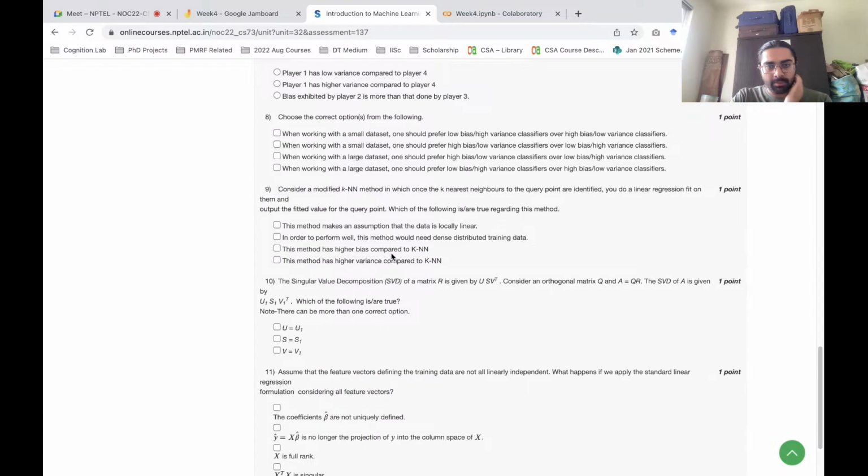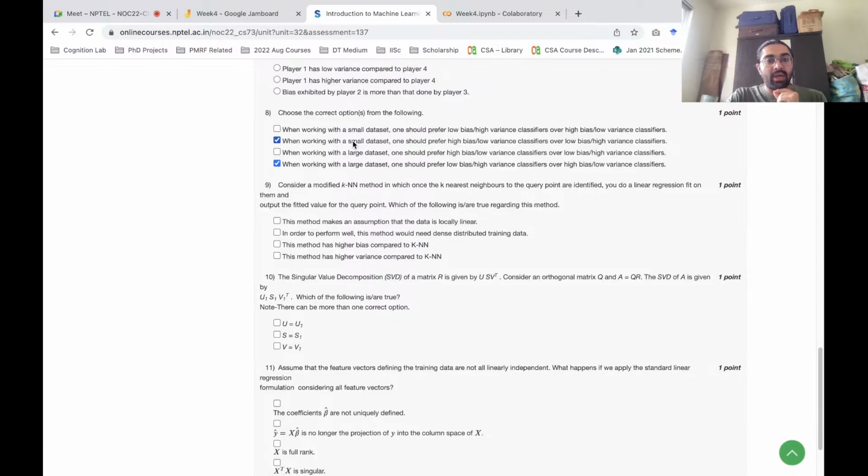Again, with some thought process, you'll be able to understand that it's I think option 2 and 4. So when you have a small data set, choosing low variance classifiers is better, because you're already going to have high variance in the data, right? Because you cannot estimate the variance very well. Hence choosing high bias, low variance classifiers would be better, and with a large data set you can have a low bias and high variance classifier. All right.